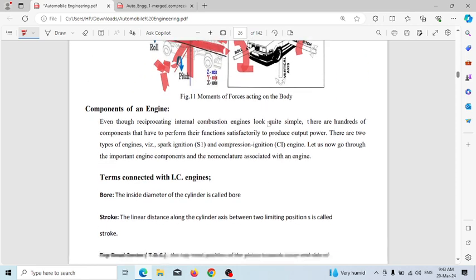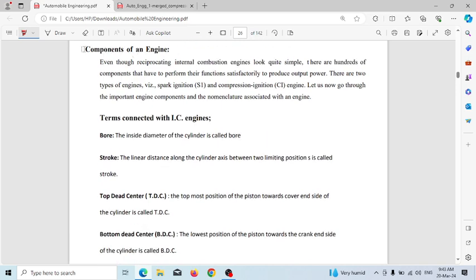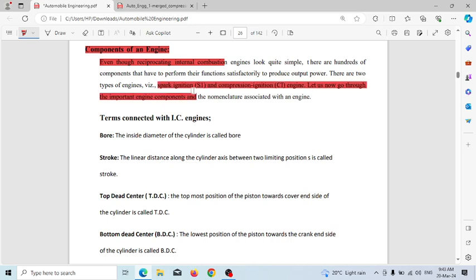Next, we discuss components of an engine. The chapter is components of an engine. Even though a reciprocating internal combustion engine looks quite simple, there are hundreds of components that have to perform their function satisfactorily to produce the output power. There are two types of engine: the spark ignition engine, SI, and the compression ignition engine, CI. Let us go through the important engine components and their nomenclature.